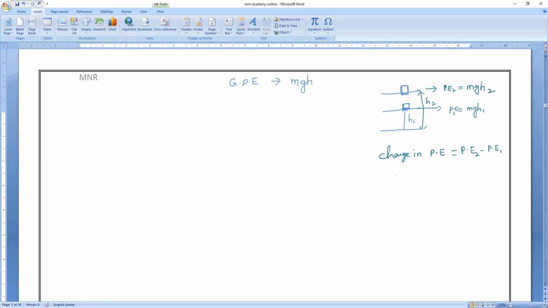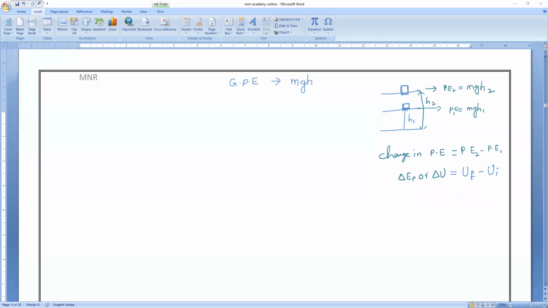Please learn it. The change in potential energy I will write as delta EP. You can take it as delta EP or as delta U. So delta U I take. Final potential energy is UF, and initial potential energy is UI. U is the symbol for potential energy. So UF minus UI.